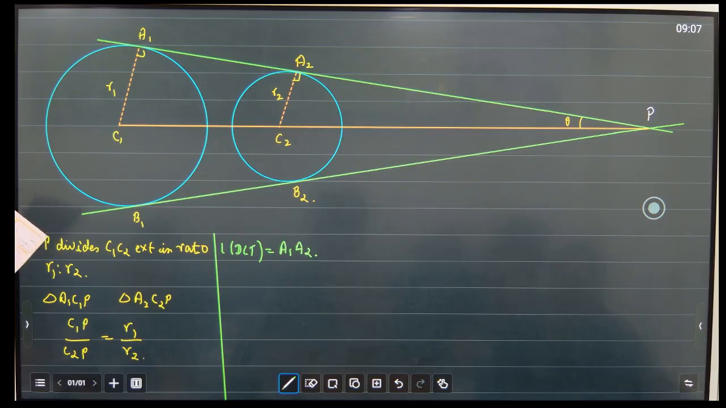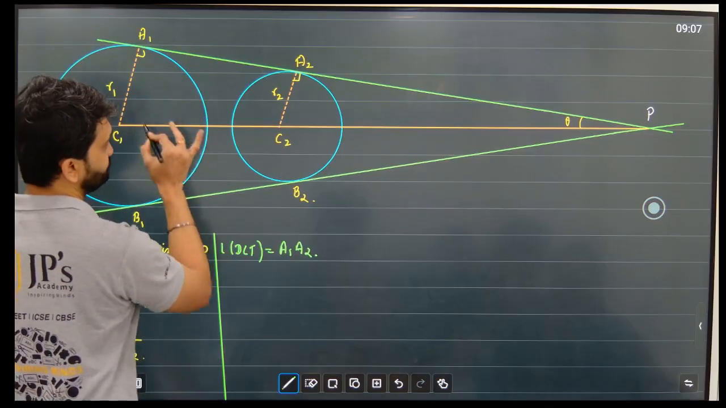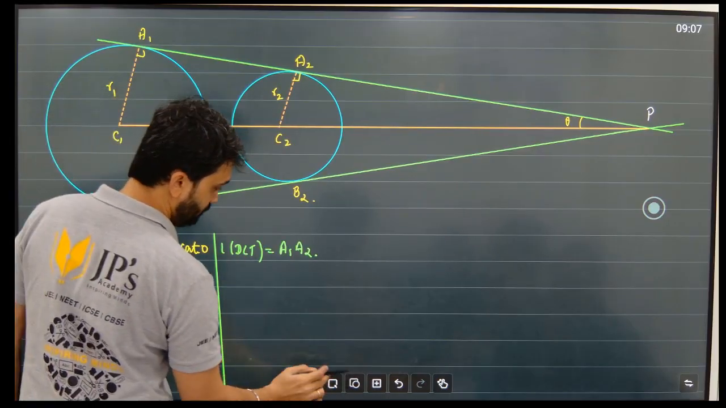Okay. Now, let's pick this circle, the bigger circle. Let's pick the bigger circle.